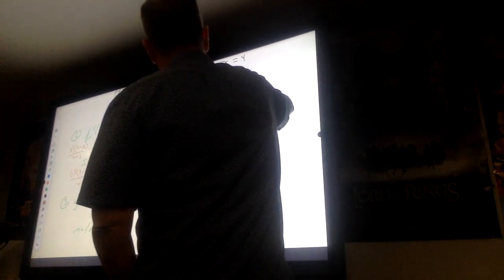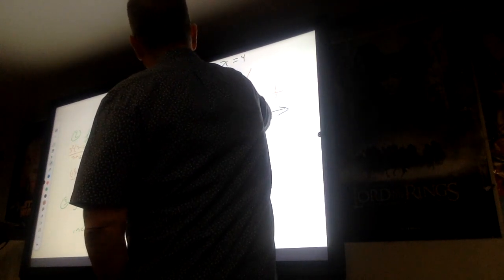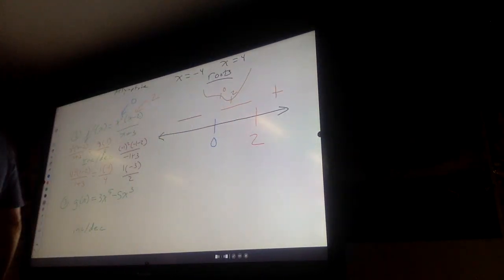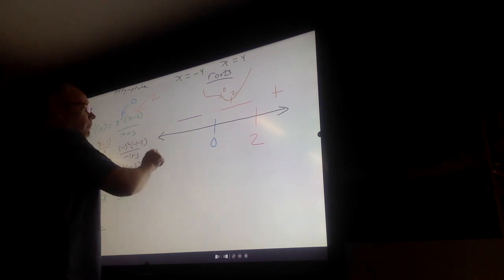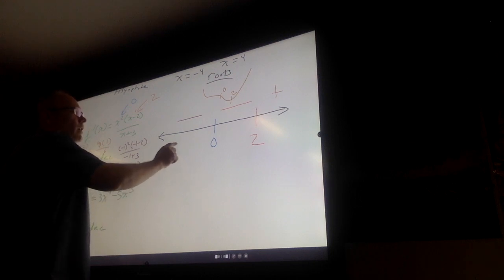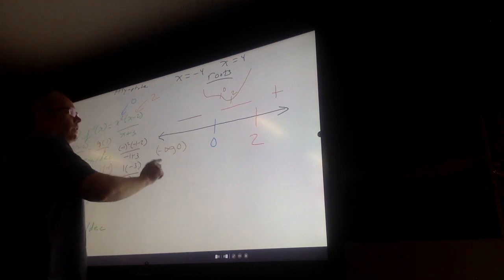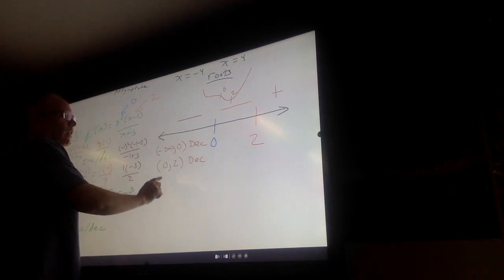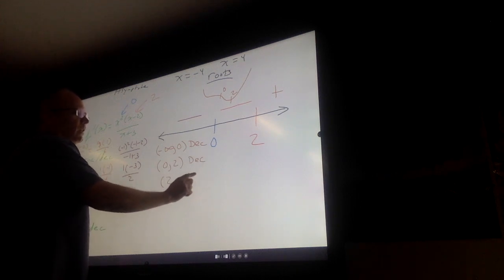You know, it goes back up when it gets to this point. This is at 2. This is at 0. Okay? So that's what our graph looks like. So if we wanted to, I think this one says, what are the intervals where it's increasing, decreasing? So from negative infinity to 0, it's decreasing. From 0 to 2, it's decreasing. And then from 2 to infinity, it's increasing.